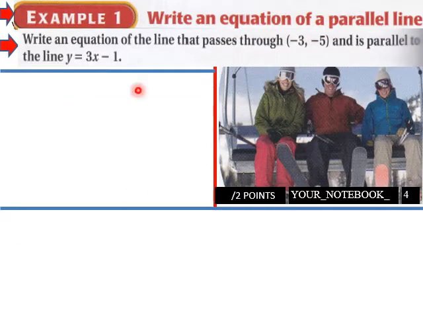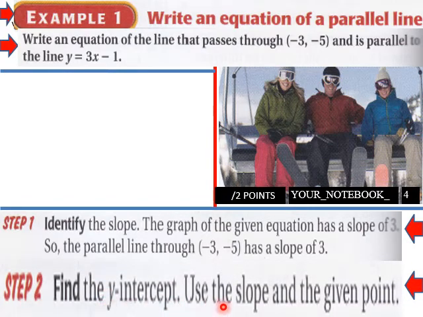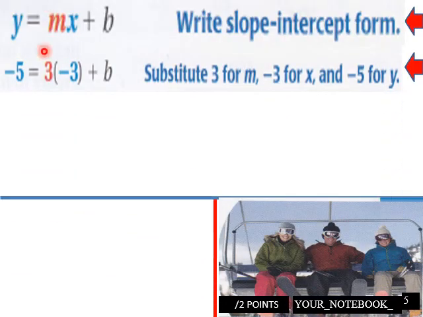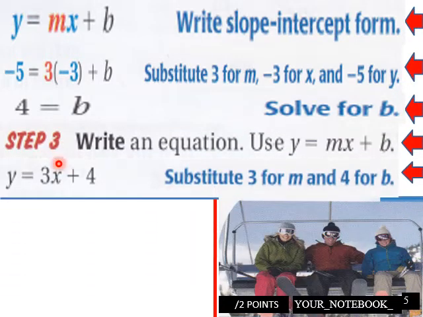Example 1, write an equation of parallel lines. We want the equation of a line that passes through -3, -5 and is parallel to this given line. So we have a slope of 3 and we have this point. What do we do? Find the y-intercept using the slope and the given information. Here's slope-intercept form, and we plug in. We know the slope of a parallel line is the same, and so 4 equals b. Now we can write the equation of the parallel line: y equals 3x plus 4.